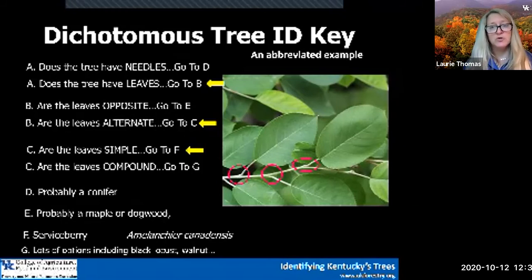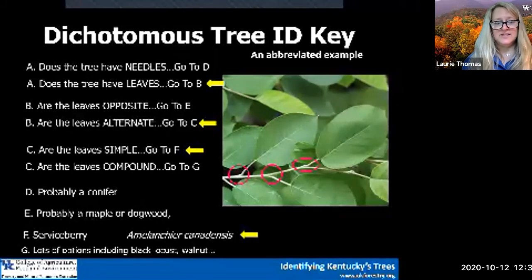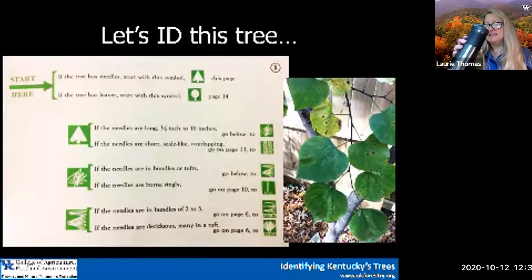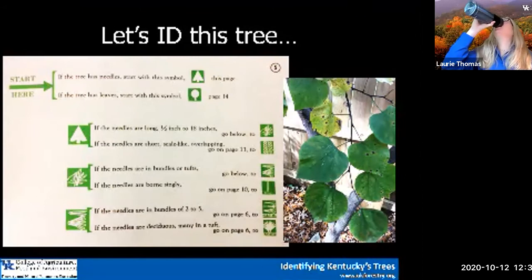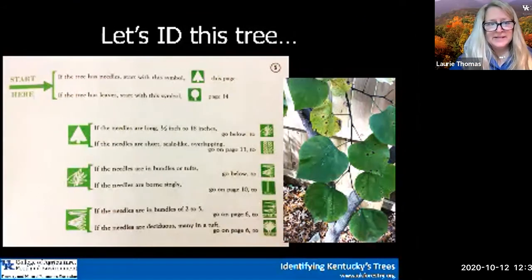Usually with a key, you're going to go through multiple pages, and we're going to practice doing one here in just a second. All right. So yes, we have our serviceberry. Okay. So let's ID this tree.